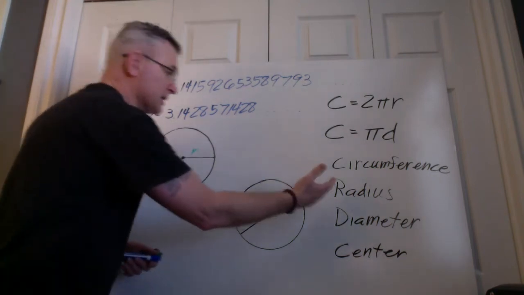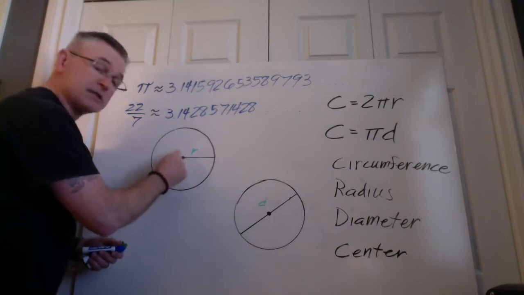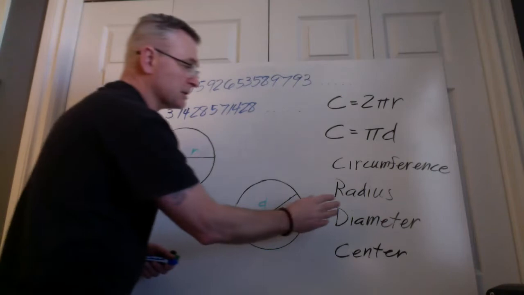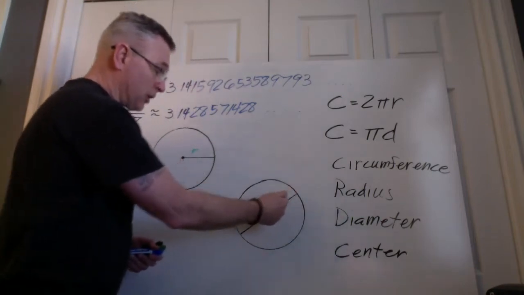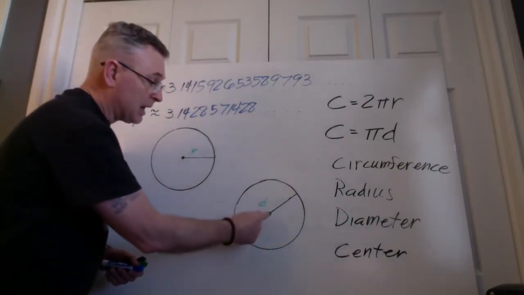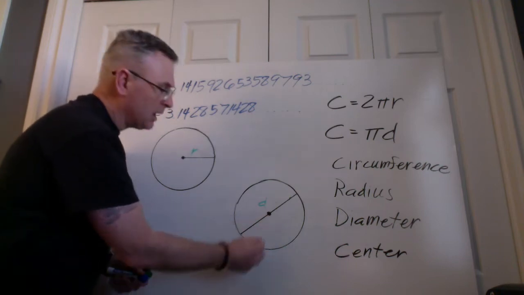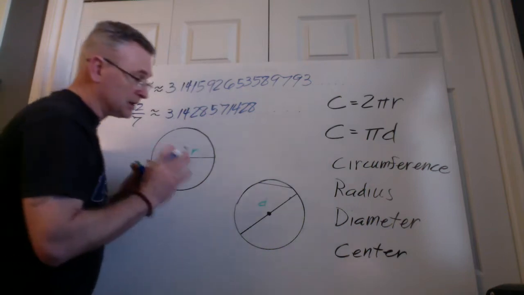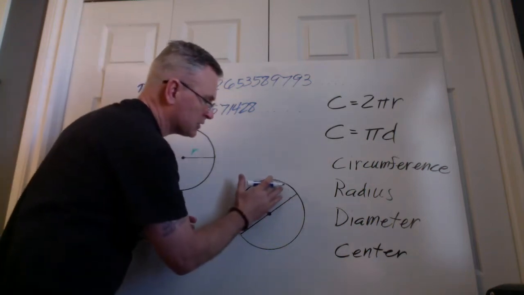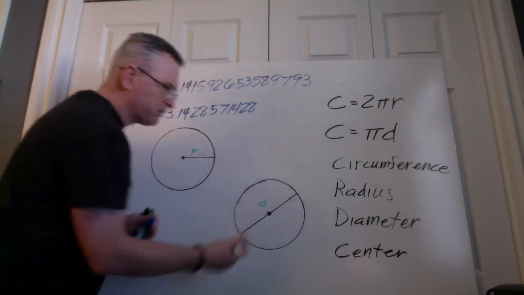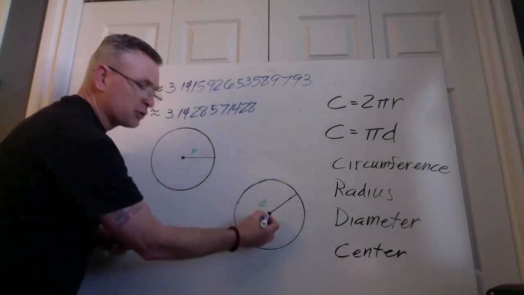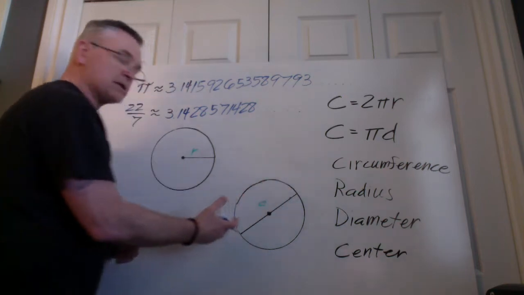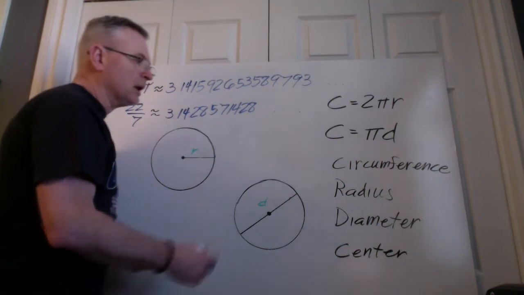The radius is the distance from the center of the circle out to the edge of the circle. Diameter is the distance across the circle. It has to go through the center. If you see a line that looks like this, that is not a diameter. It's called a chord, and it's used for other things later in geometry. But the diameter has to go through the center, and what that does is it guarantees that we will have the longest line that we can inside the circle.